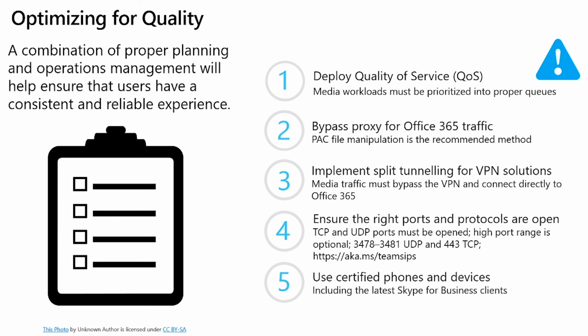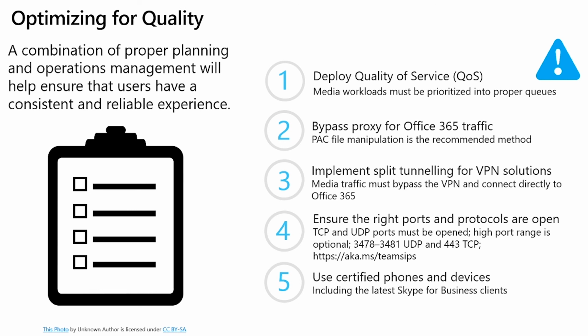Number 2 and number 3 are similar and targeted at making sure your client has the most optimal path to the service. Establishing direct connections to the Microsoft Edge, bypassing proxies, and egressing via split tunneling will significantly improve quality. We have very specific documentation on VPN split tunneling, and several well-known VPN vendors have also published documentation on how to implement split tunneling for Teams on their devices.